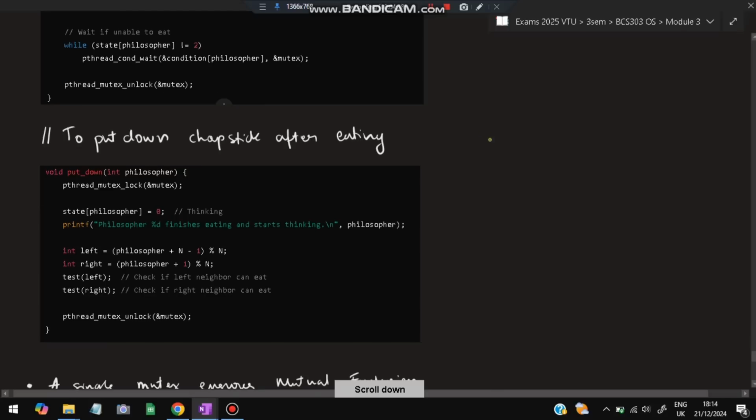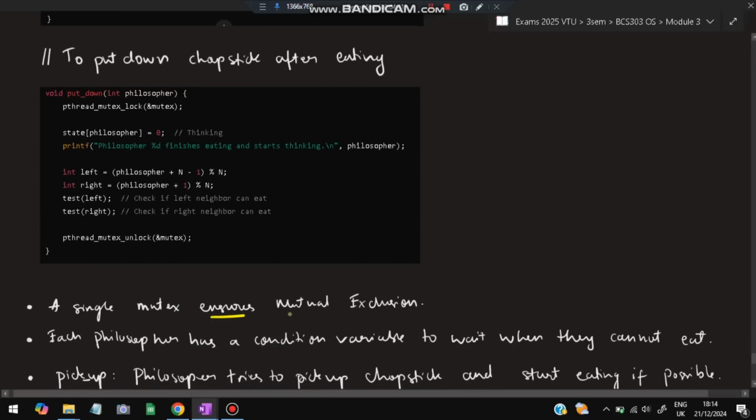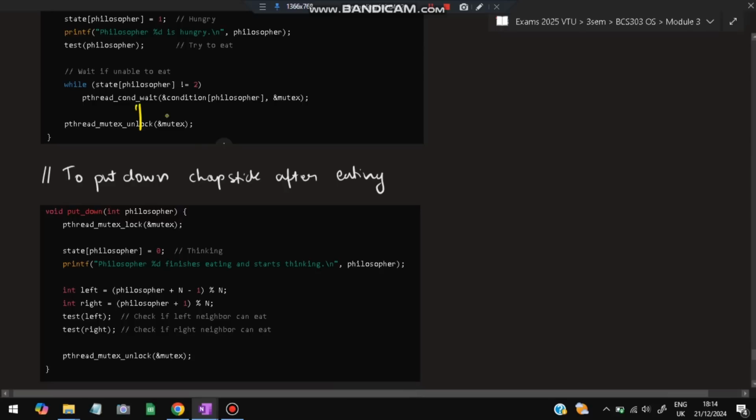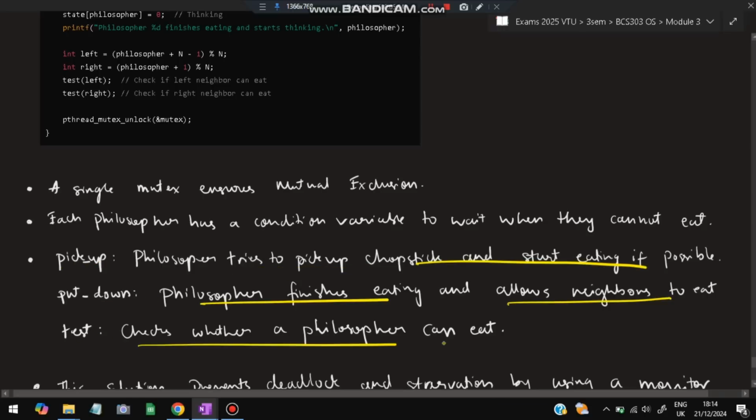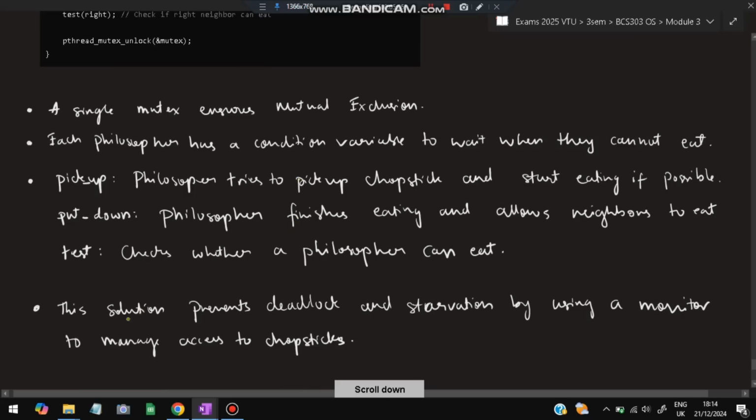So a single mutex ensures mutual exclusion. Each philosopher has a condition variable to wait when they cannot eat. If they cannot eat, they have to wait. For that a condition variable is there, the con signal and con wait. Three things are defined here: pick up, put down, and test. Pick up tries to pick up the chopstick and start eating if possible. Put down means finished eating and allows the neighbors to eat. Test checks whether the philosopher can eat or not. This solution prevents deadlock and starvation by using a monitor to manage access to the chopsticks.